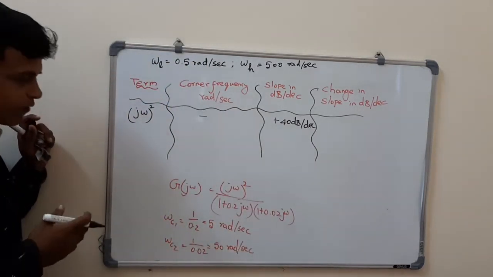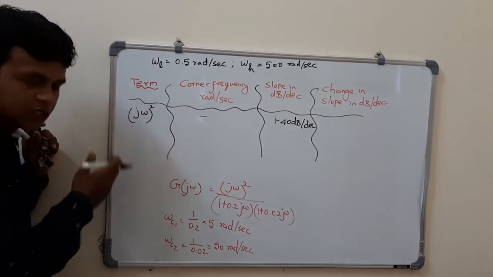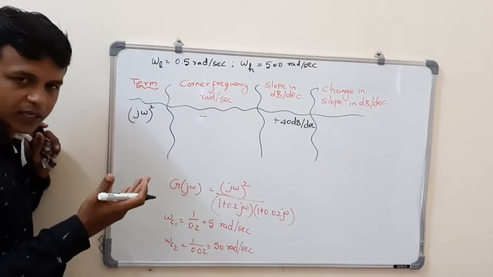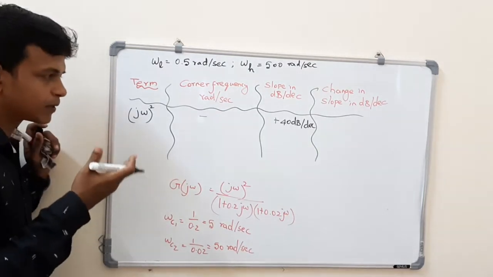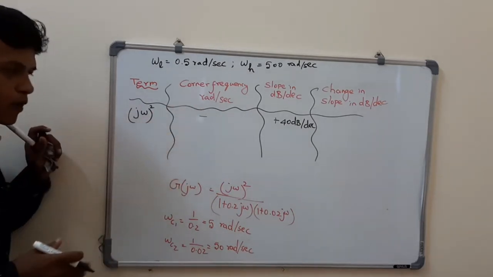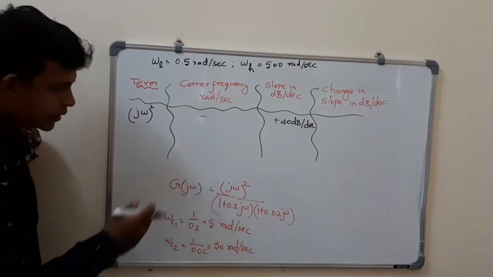If it is an integral factor, we would have 1 divided by j omega the whole square, and the integral factor provides a slope of minus 20 decibel per decade. Depending upon the multiplicity, we have to multiply the multiplicity with the slope provided by the respective factor.